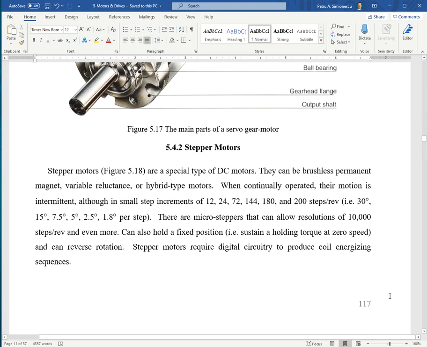Stepper motors are also used in control applications, but more of the light duty types, such as small manipulators, small robots, 3D printers, pen plotters, or copy machines and scanners.